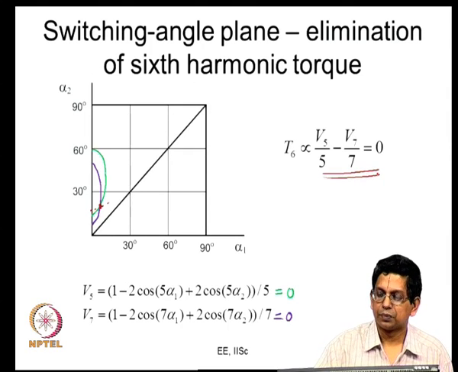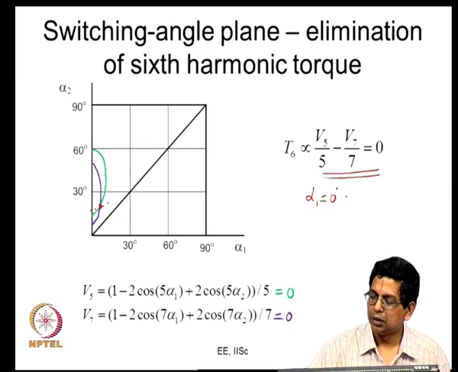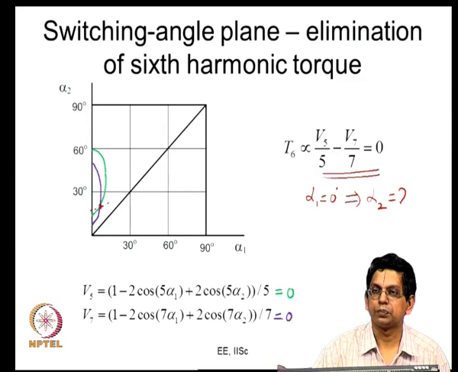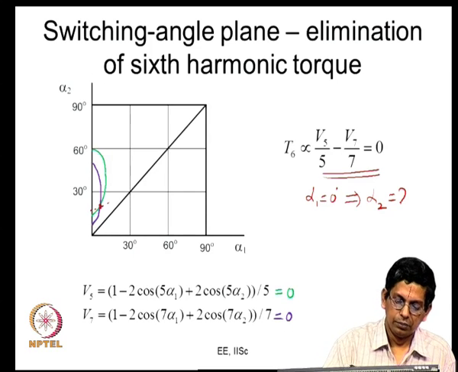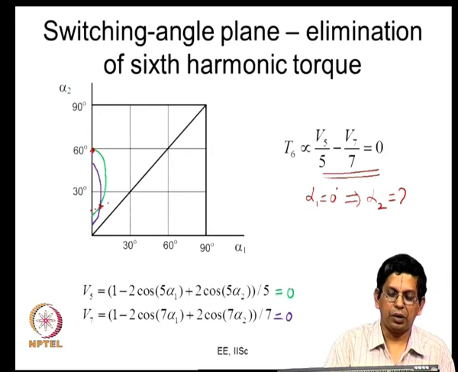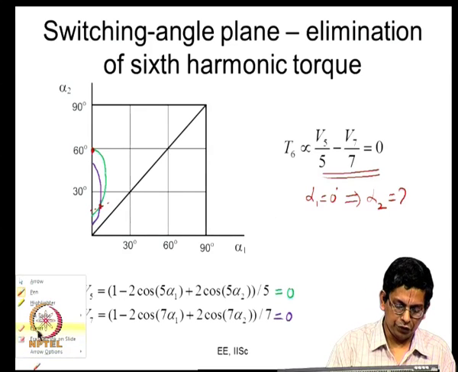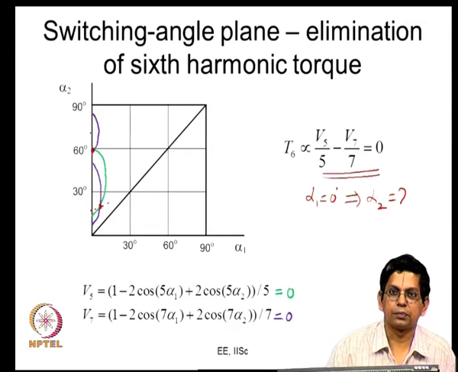One way to do this, maybe you say alpha 1 is equal to 0 and then try to find out the different possible values of alpha 2, or you can consider some other value. So, you can do this. So, you will also find that the sixth harmonic torque is 0 there, because once again you have V5 as well as V7 going 0 there.